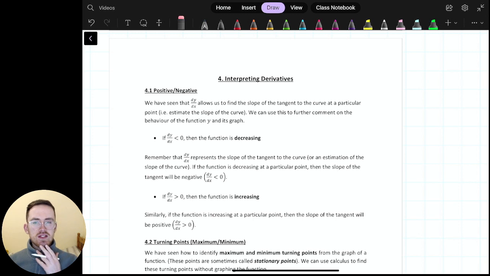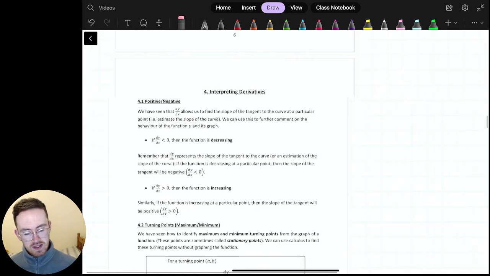The first one is looking at if your derivative is positive or negative, and does that tell us anything? And what we'll see here is that if your derivative is positive, then that means that the original function is increasing. And similarly, if your derivative is negative, then the initial function is decreasing. Okay, and what does that mean in practice?